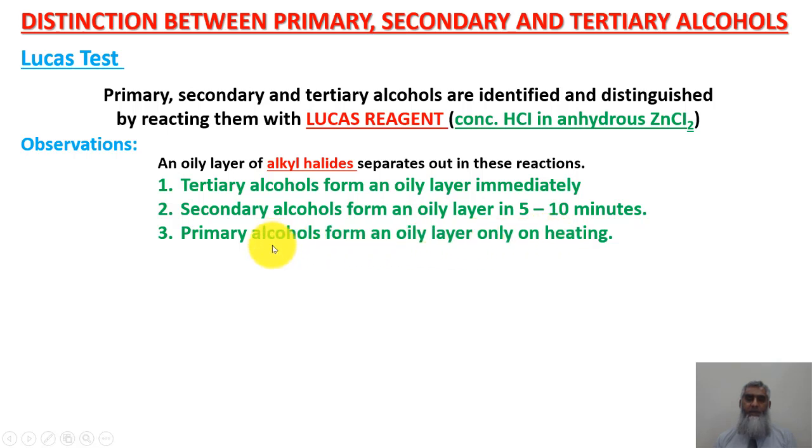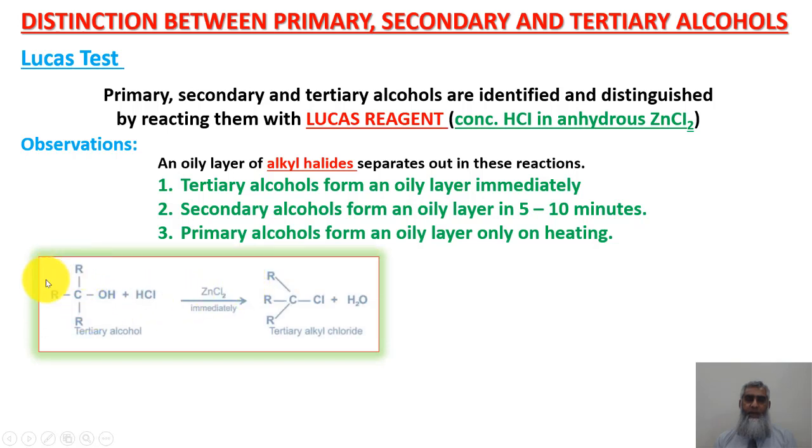Let me take some examples of these different types of alcohols. This is a tertiary alcohol because the carbon atom is tertiary, attached with 3 different alkyl groups. On reaction with Lucas reagent, which is concentrated HCl in presence of anhydrous zinc chloride, the reaction will take place immediately and the oily layer of tertiary alkyl chloride will be produced immediately.